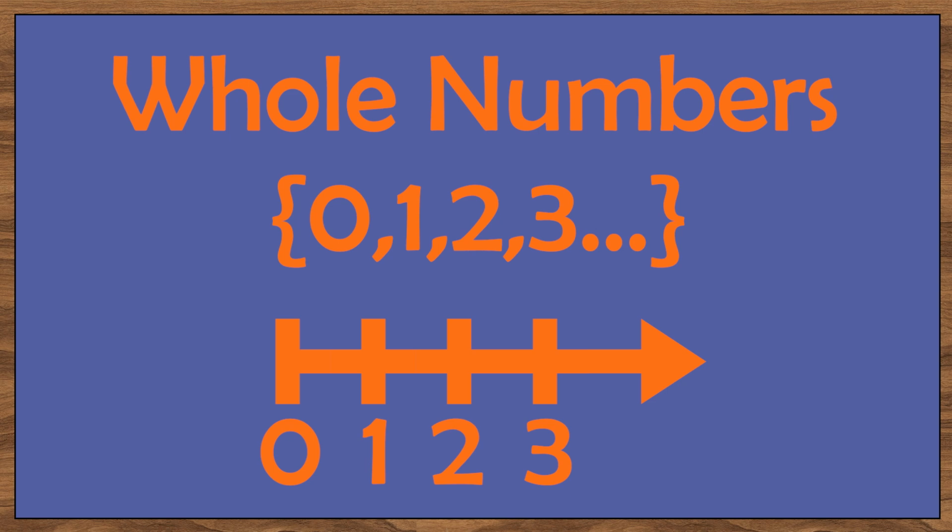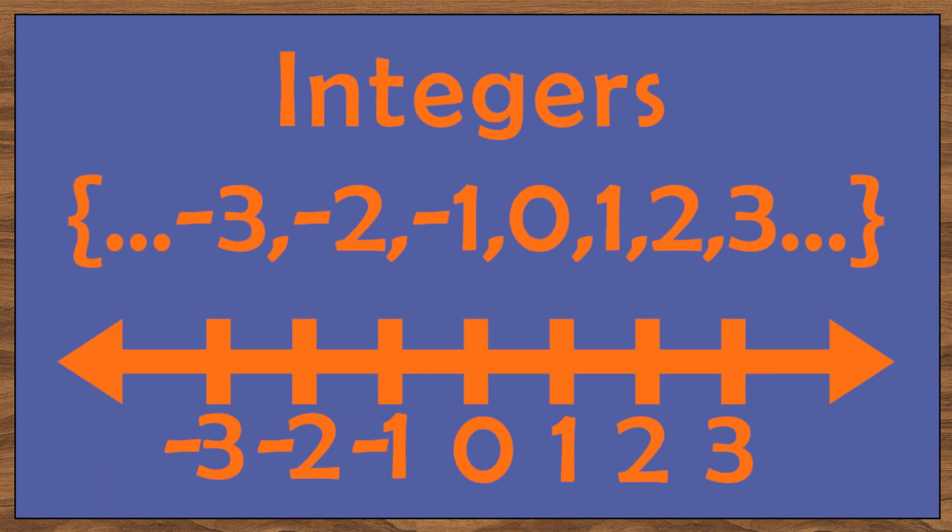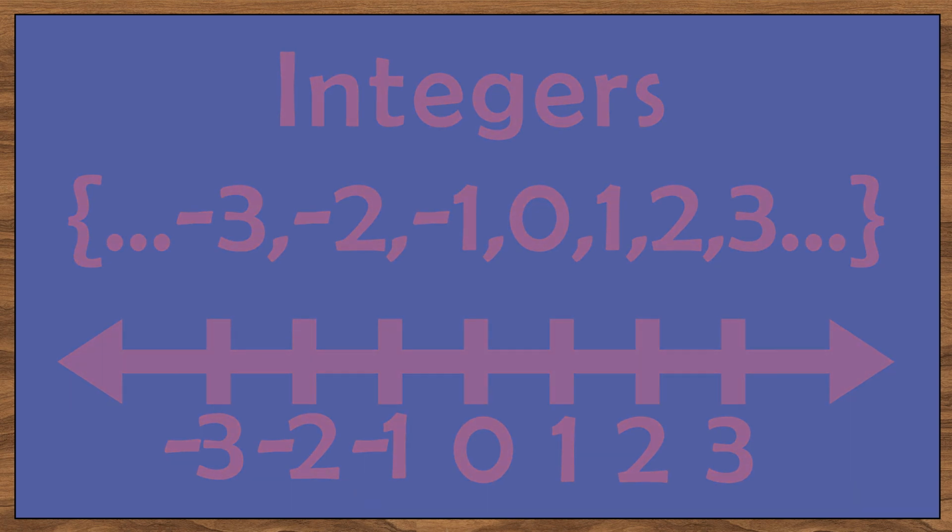The next set of numbers is called whole numbers. This is just the natural numbers plus a zero added in. Moving on from there, we have integers. Integers include the whole number line and negative whole numbers. Notice that this line also goes on forever, but this time it's in the negative direction and the positive direction.